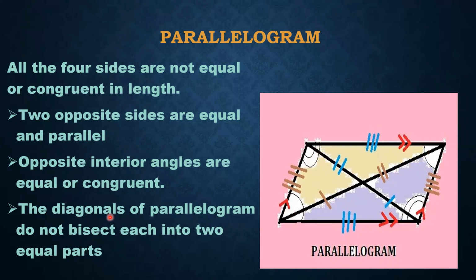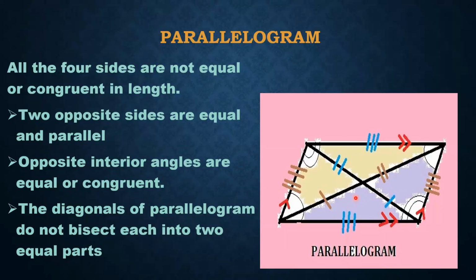Good. The diagonals of a parallelogram do not bisect each other into two equal parts. So when you have the two diagonals here, the angles formed here and here are not the same. The same thing applies to this side and this side. Do the diagonals bisect into two equal parts? No, they do not, because the triangles formed here and here are not the same. Even when you compare this and that, they are not the same. Here and that are not the same. Okay.